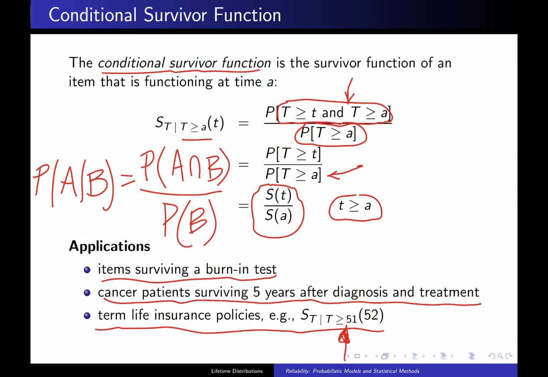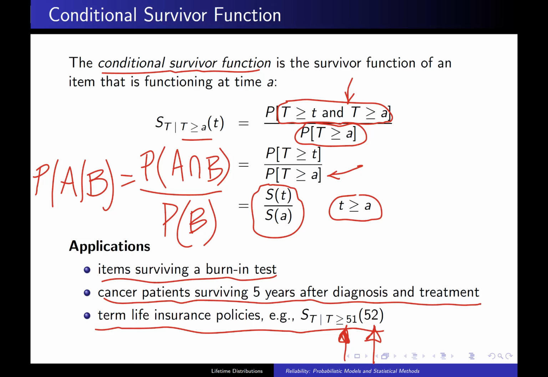So obviously, if you're purchasing the life insurance policy, you're alive. And since it's only a 1-year term life insurance policy, the insurance company is very interested in knowing whether you're going to make it to age 52. Now, for most 51-year-olds, that's very, very likely that they're going to make it to age 52.